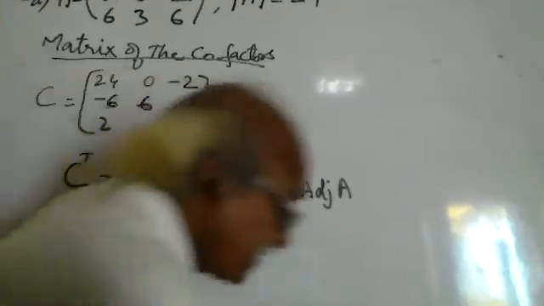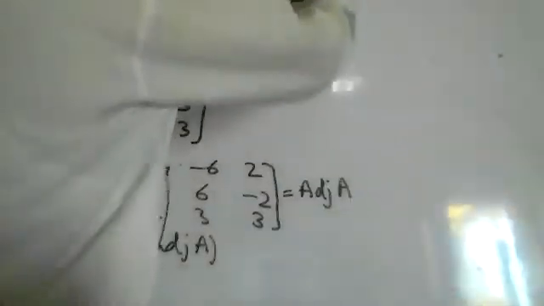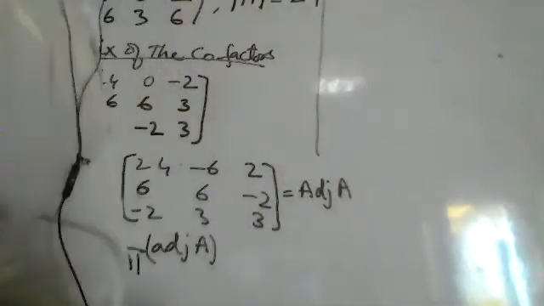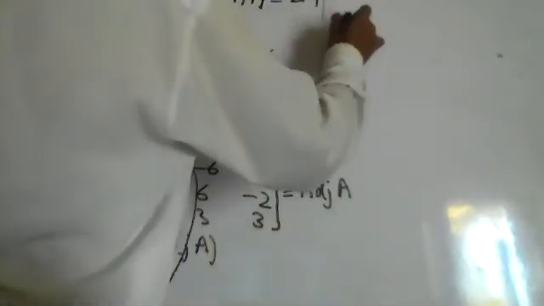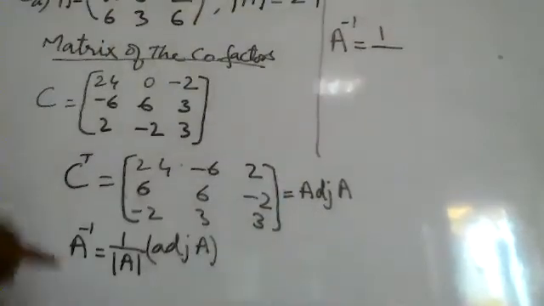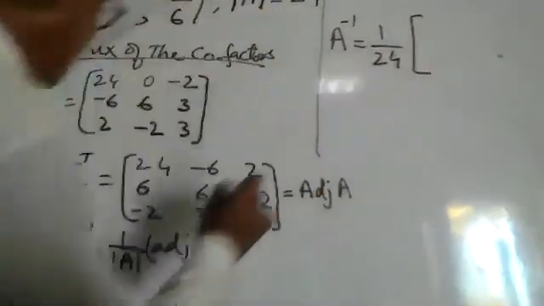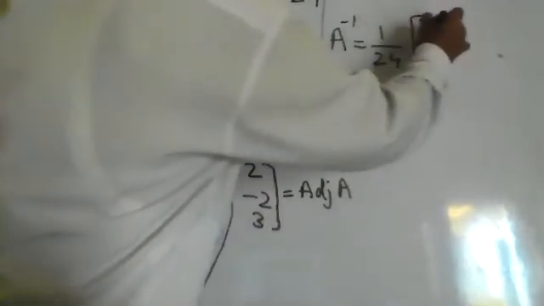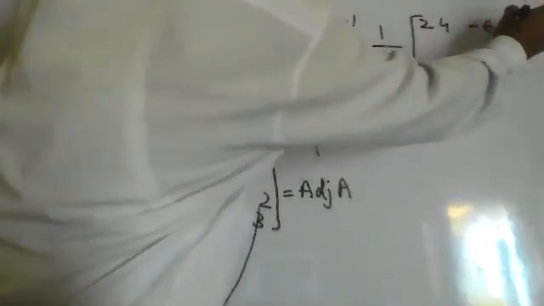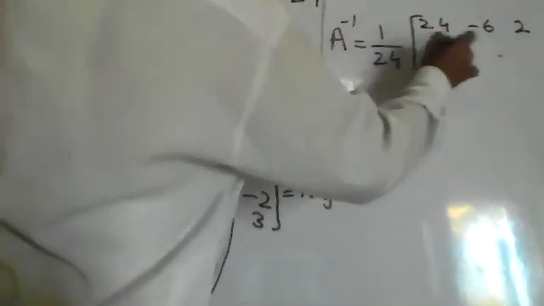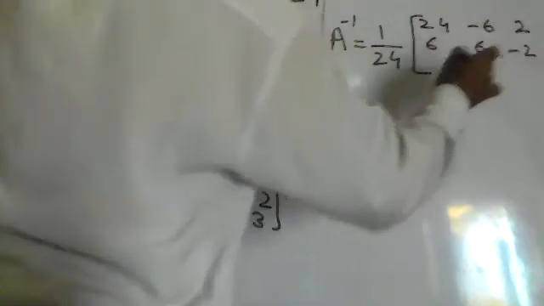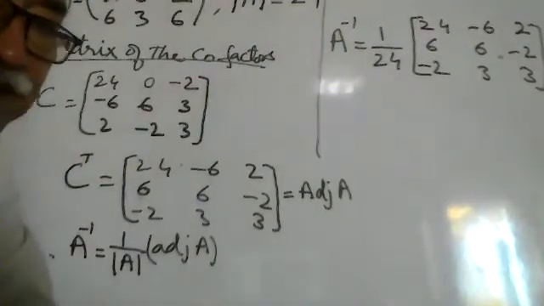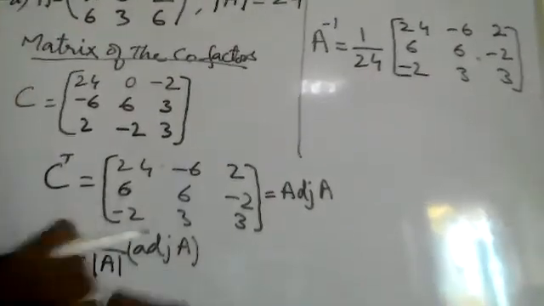So quickly, I will find the inverse. A inverse will be equal to 1 upon the absolute value, which is 24, into the adjoint. The adjoint is 24, minus 6, 2, 6, minus 2, minus 2, 3. Just multiply each and every entry with 1 over 24.